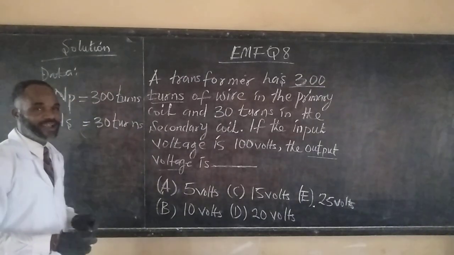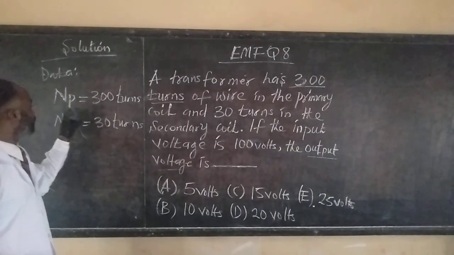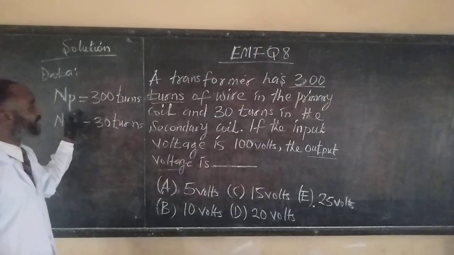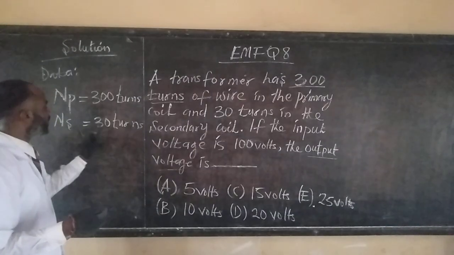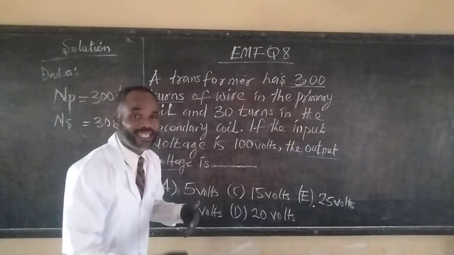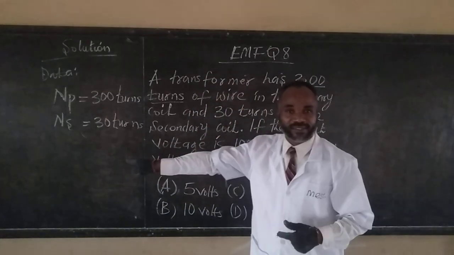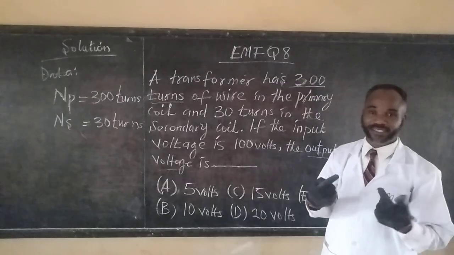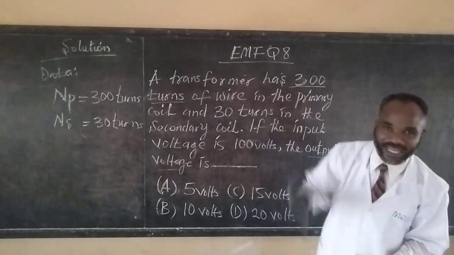Before I continue, let me just ask a question. What type of transformer is this? The primary coil has 300 turns. The secondary coil has 30 turns. What does it mean? The number of turns in the primary coil is greater than the number of turns in the secondary coil. What type of transformer is this? Your guess is as good as mine. Of course, it is a step down transformer.